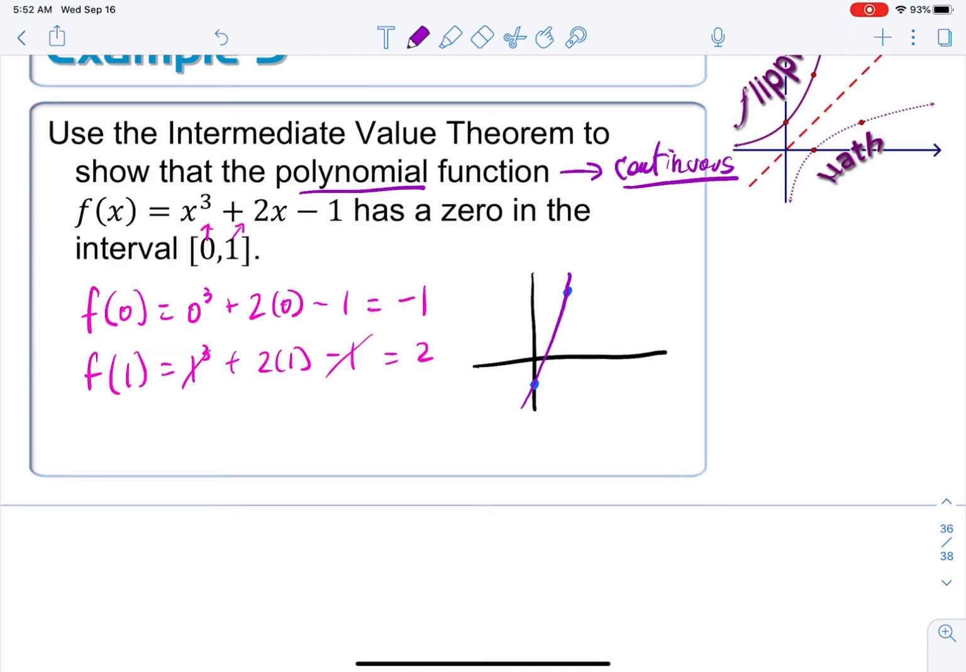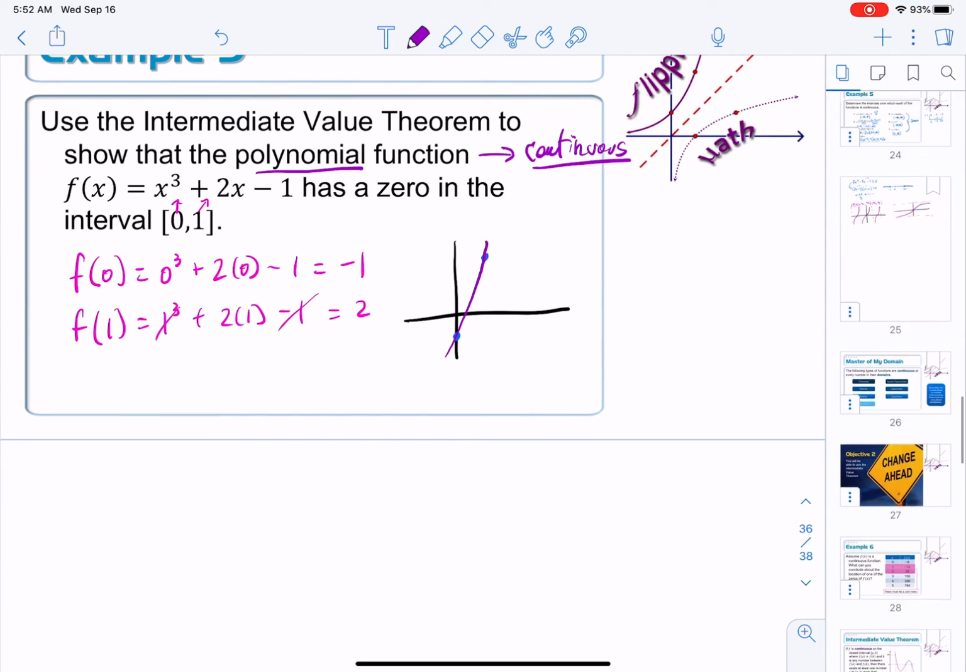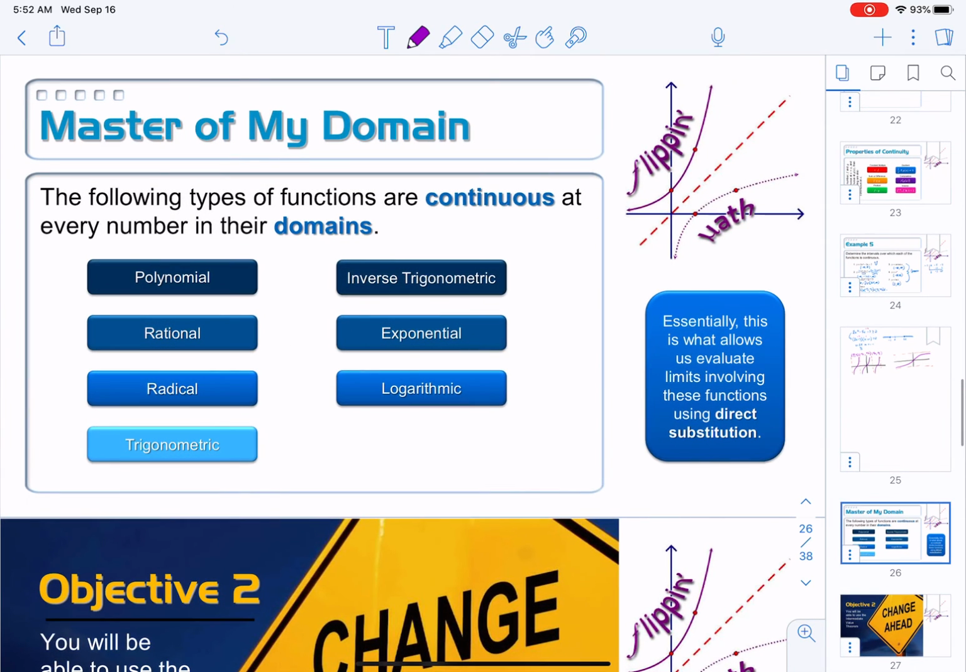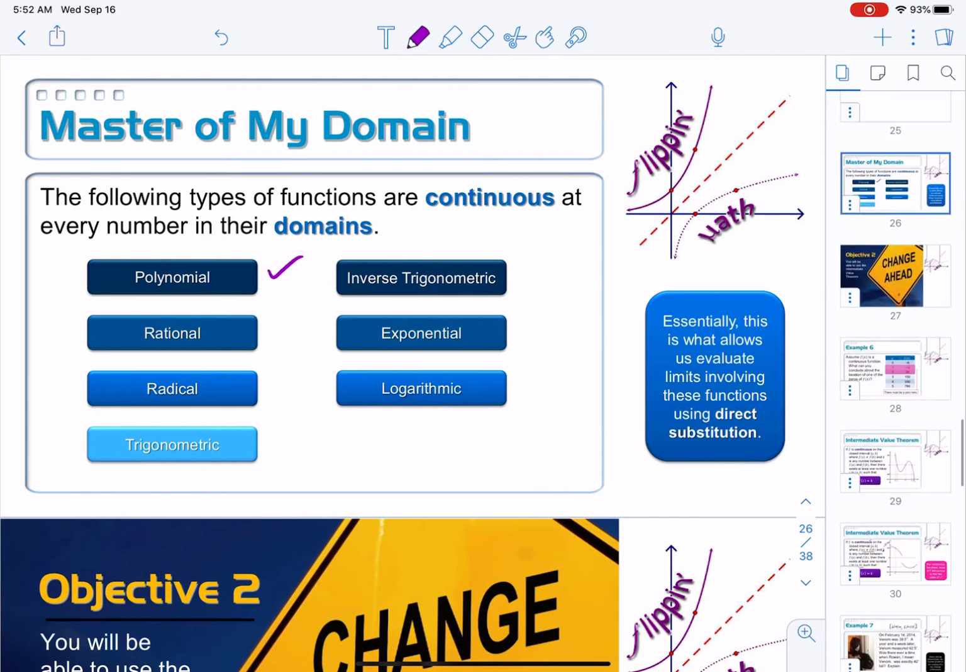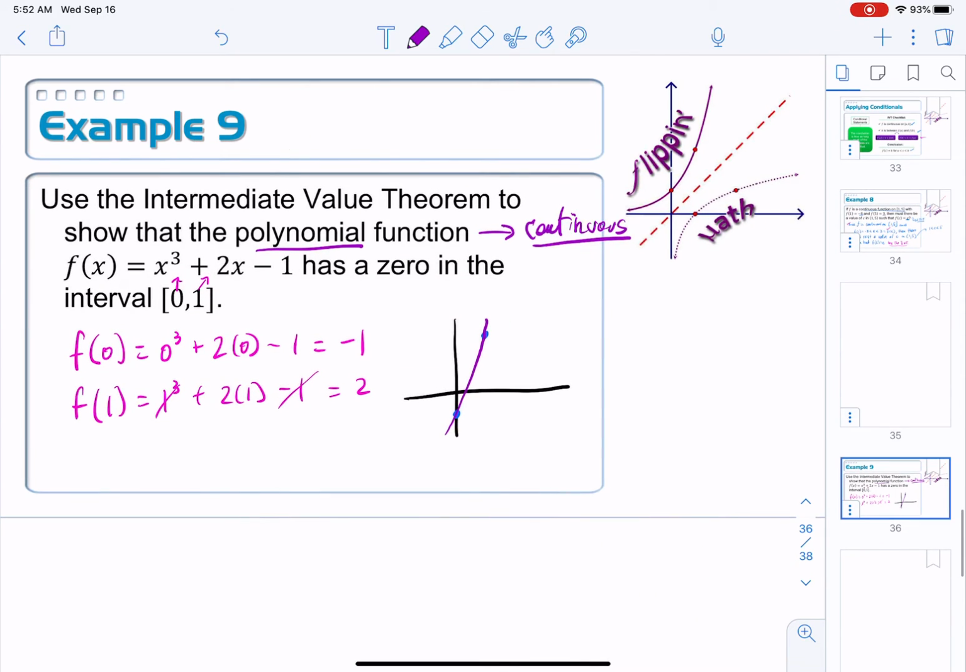Make sure we point it out. Well, how do I know that polynomial functions are continuous? Well, if you will recall, we had a theorem someplace around here. It's right here. The following types of functions are continuous at every number in their domain. And it was right there. It's polynomial. I just have to state it. That's it. I make sure I point it out. And then I'll be covered.